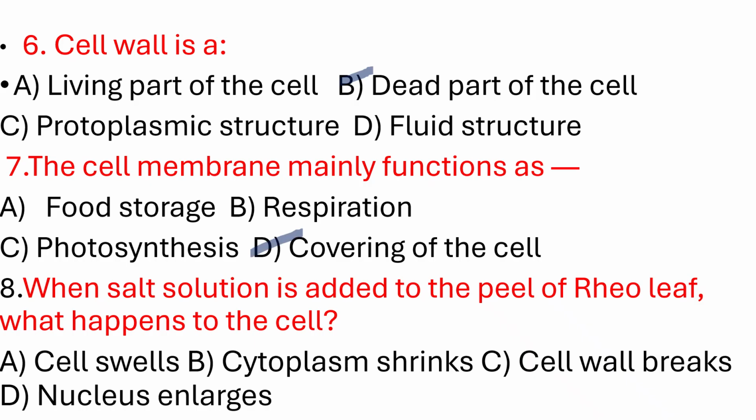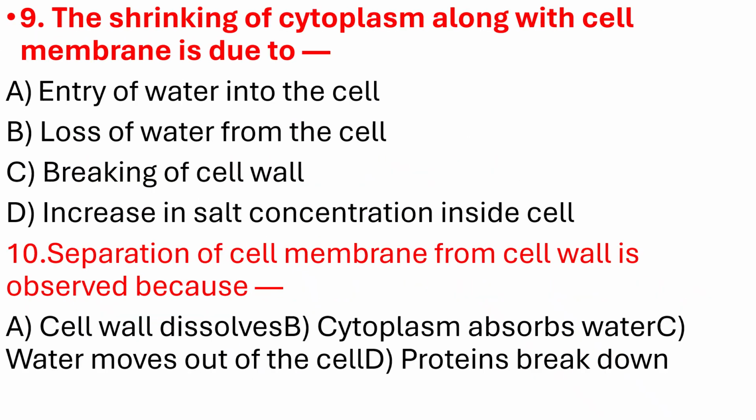When salt solution is added to the peel of Rhoeo leaf, what happens to the cell? Cell wall, cytoplasm shrinks, cell wall breaks. Option D, nucleus enlarges. Cytoplasm shrinks. The shrinking of cytoplasm along with cell membrane is due to entry of water into the cell, loss of water from the cell, Option C, breaking of the cell wall, Option D, increase in salt concentration inside the cell. Loss of water from the cell.